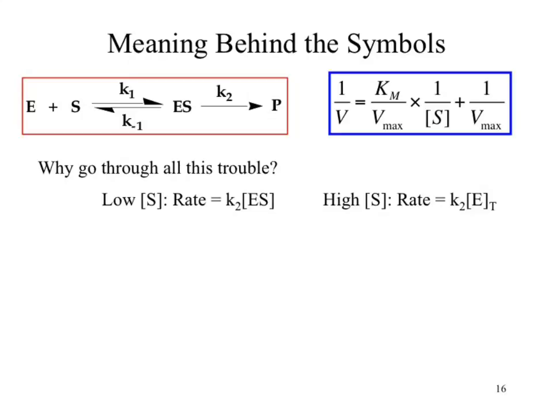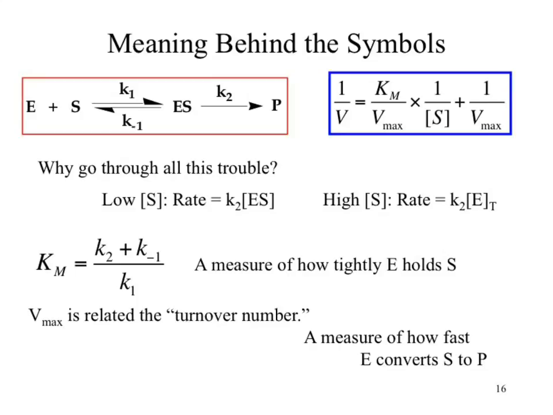At low substrate concentrations, what happens? Okay, our rate needs to become equal to K2 times ES. So what we can go through and do is plug in some examples and see what happens to our overall expression. How does this affect our reaction? And we end up noticing some kind of patterns that fall out of it. Our Km ends up being a measure of how tightly our enzyme holds the substrate. Okay, well, does that make sense? Well, let's take a look at it.